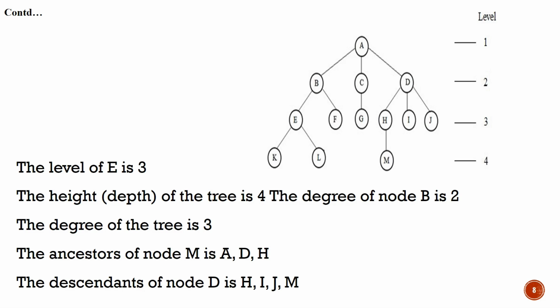Fine. Then next one, ancestors of M. What are the ancestors of M? First the parent H, then the parent of H, D, then the parent of D, A. So A, D and H are the ancestors of M. Now descendants of B. Who are the descendants of B? E, F, then for E, K and L. They are the descendants of B. That is ancestors and descendants. You have to remember the ancestors of a node and the descendants of a node.